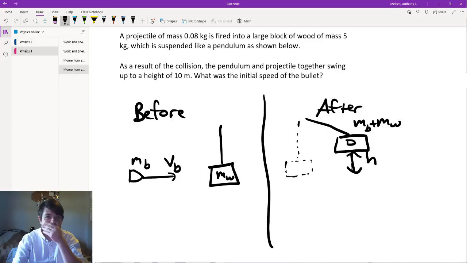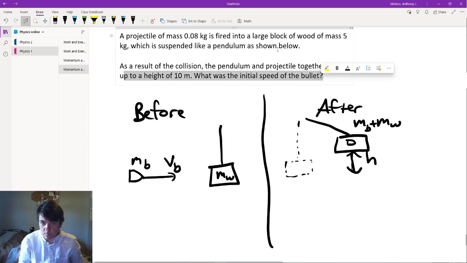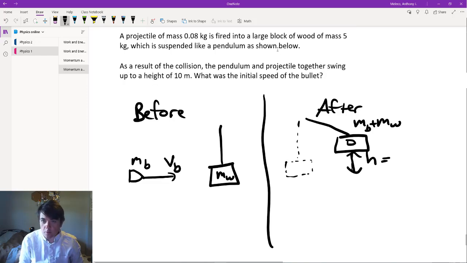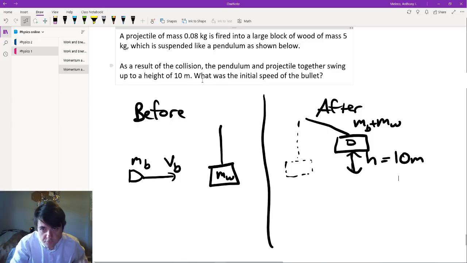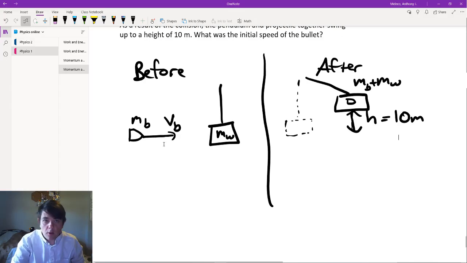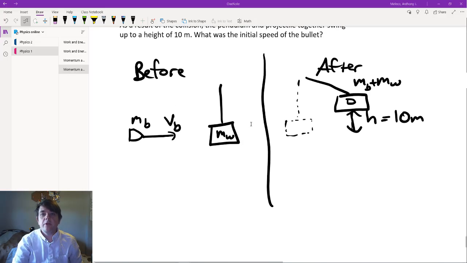So what happens is, as a result of the collision, the pendulum and projectile swing up to a height of 10 meters. And we want to know what was the initial speed of the bullet to make it go that high. Okay? So you basically take the bullet, shoot it in, and then they swing together. So there's a lot going on here. But because we're not told it's an elastic collision, the first thing we want to do is assume it's inelastic, right?